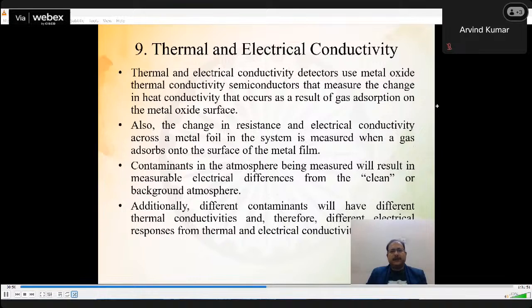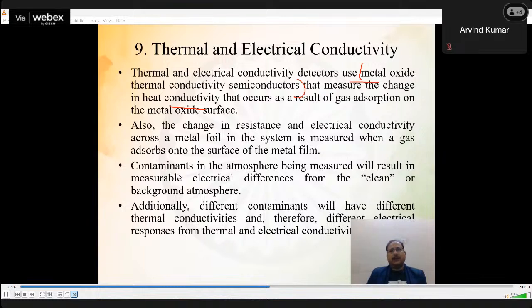Next is thermal and electric conductivity. Thermal and electric conductors use metal oxides. Thermal conductivity: the focus is the utilization of metal oxide thermal conductivity semiconductors that measure the change in heat conductivity that occurs as a result of gas adsorption on the metal oxide surface.